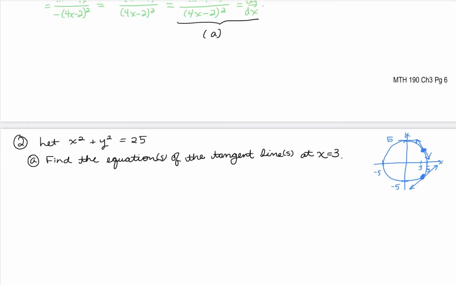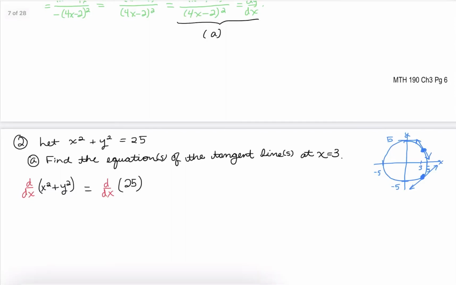All right, let's recognize the initial thing we always say: if I'm going to find an equation of a tangent line, I'm going to need the slope of the tangent line, and that means I'm going to need dy dx. So we're going to apply our implicit differentiation process, and we start by taking the derivative of both sides with respect to x.